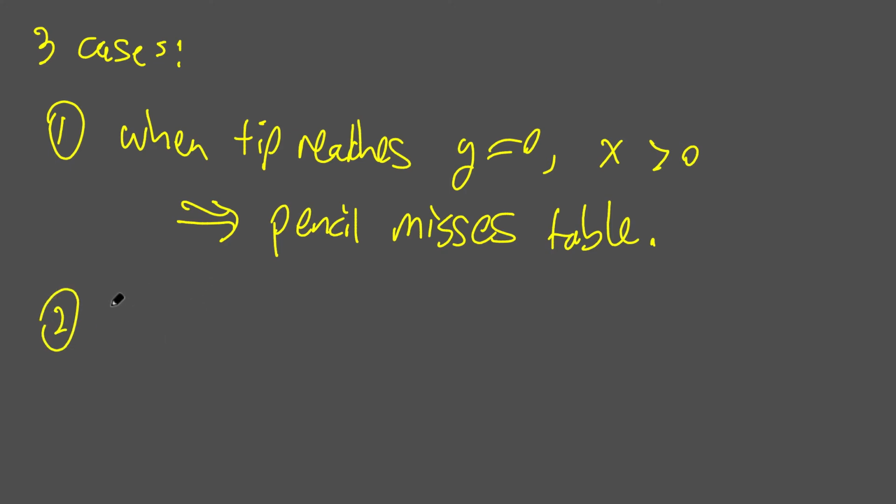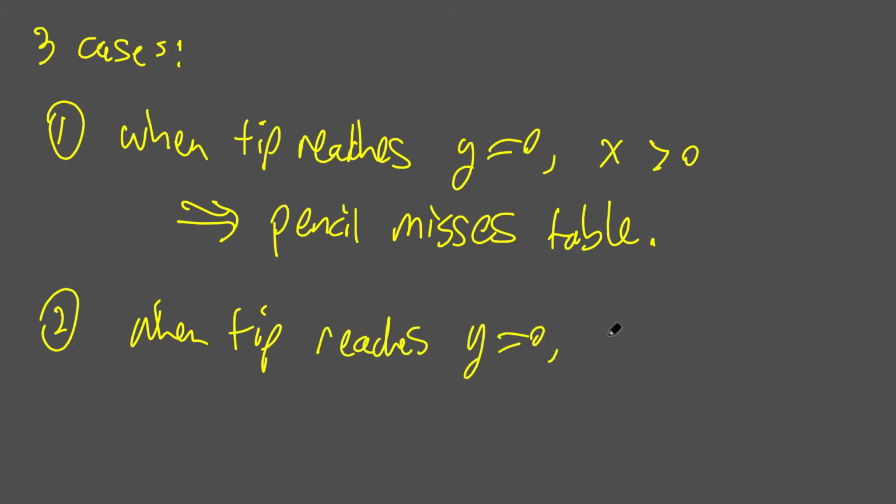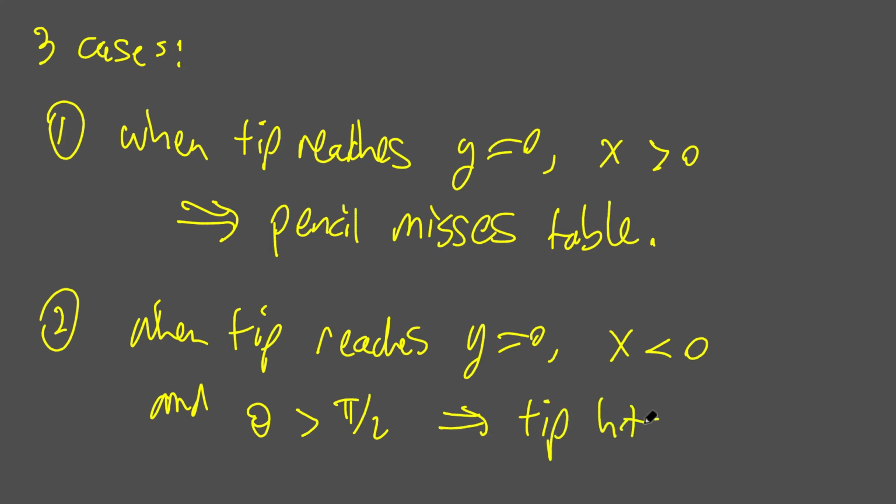Okay, case number 2, when the tip reaches y equals 0, we have x less than 0, and the orientation angle is greater than pi over 2, then that tells us that the tip hits the top of the table. Tip hits tabletop.